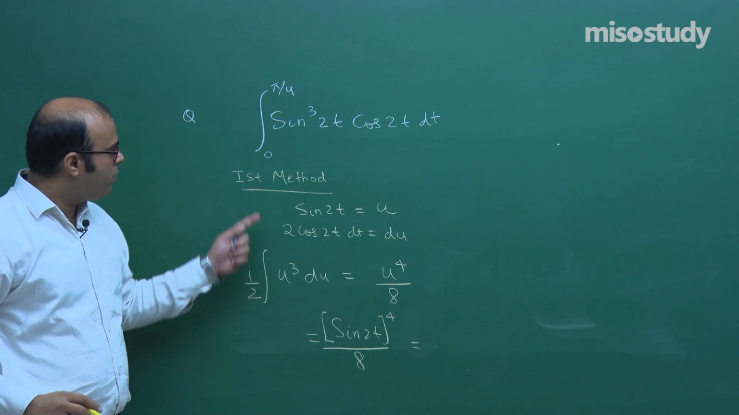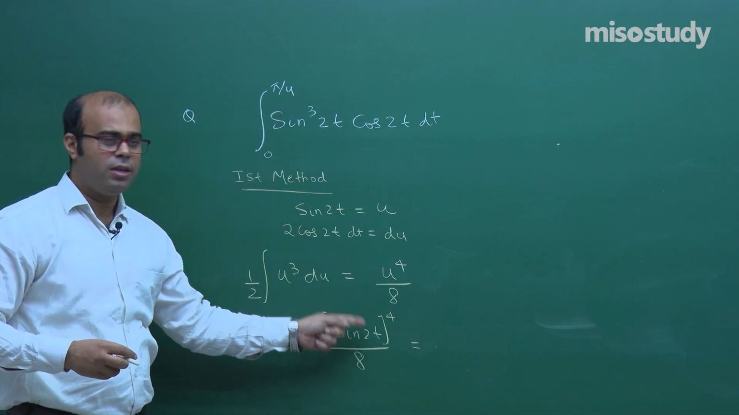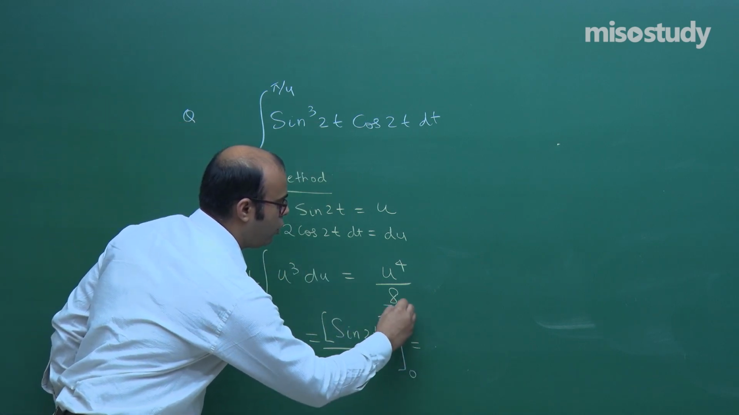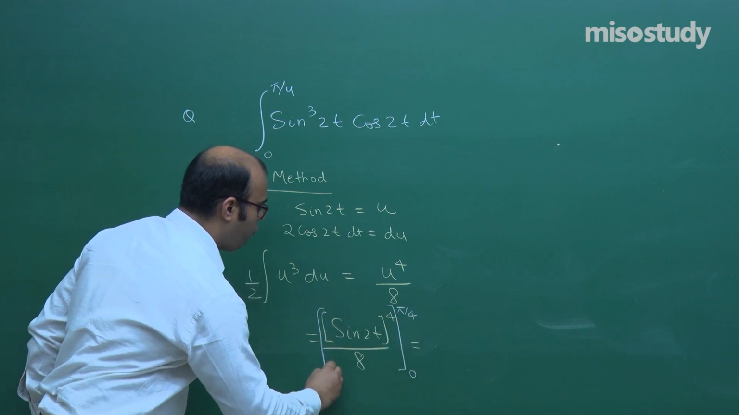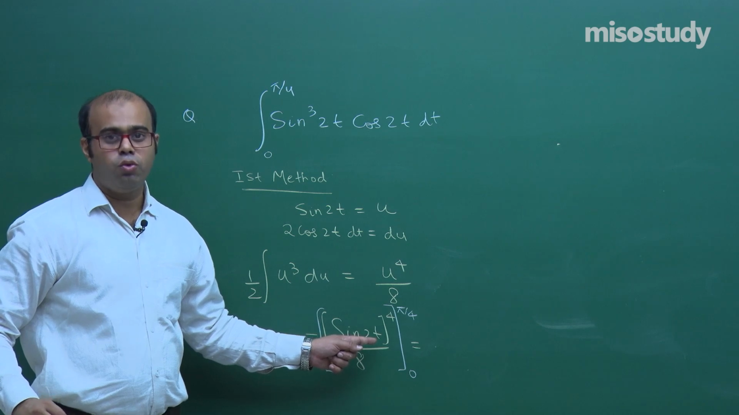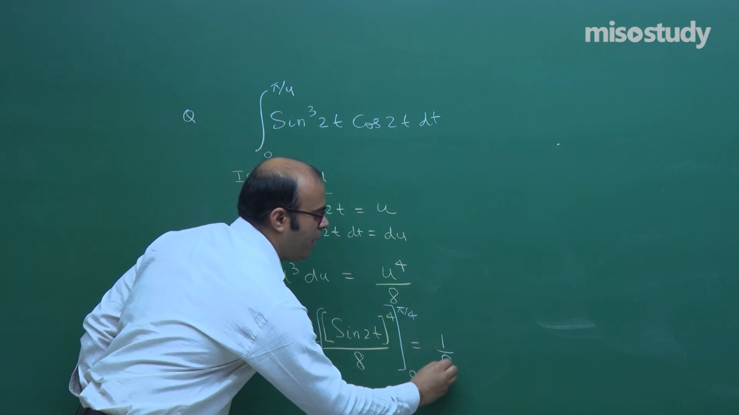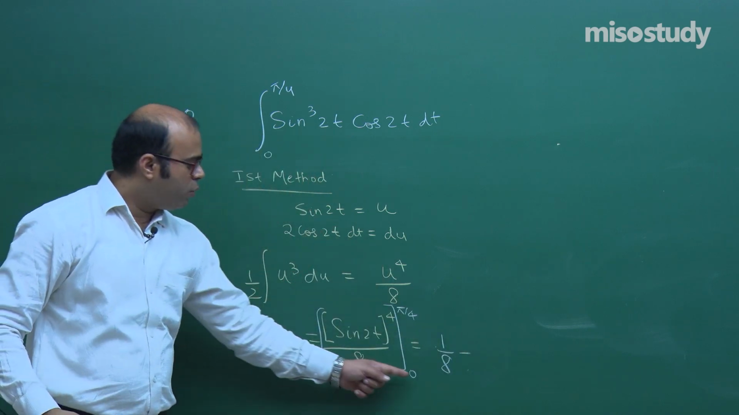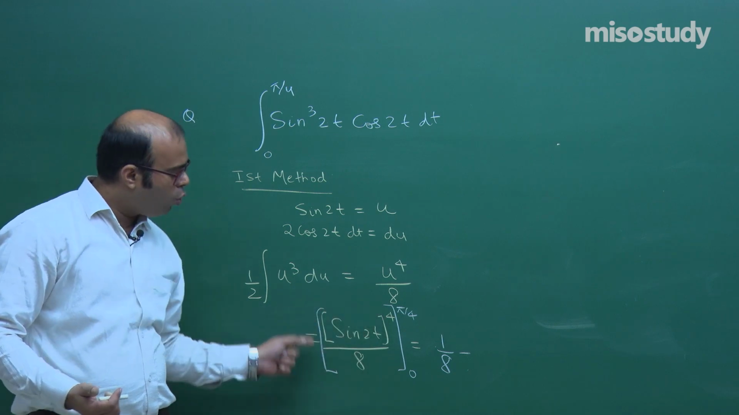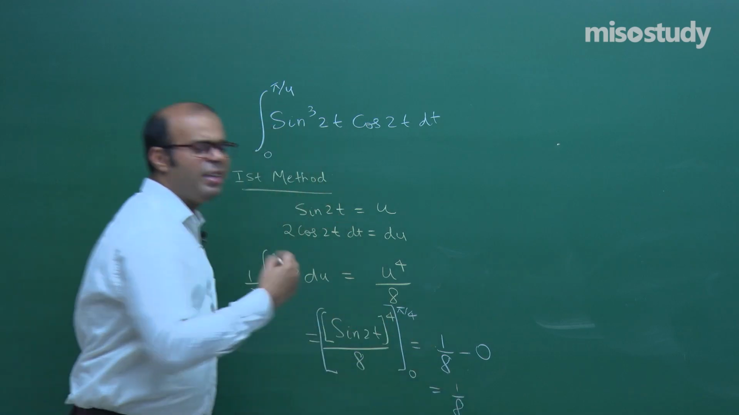Right. Now you can put the limit 0 to π/4, because now it is in its original form as a function of t, not a function of u. So you can put this as 0 and this as π/4. When you put π/4 here, it will become sin of π/2, which is 1, and 1 to the power 4 is 1. You will get finally 1/8 minus, if you put 0 here, this will become sin 0, and sin 0 is 0. So this whole term will be 0. So minus 0. Eventually you get 1/8 as the answer.